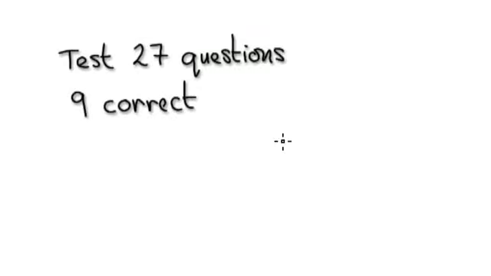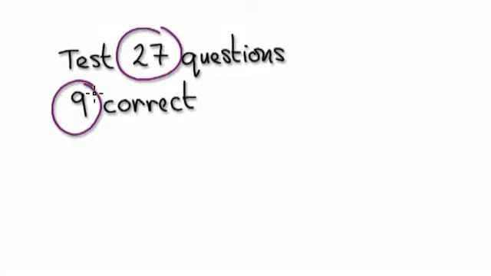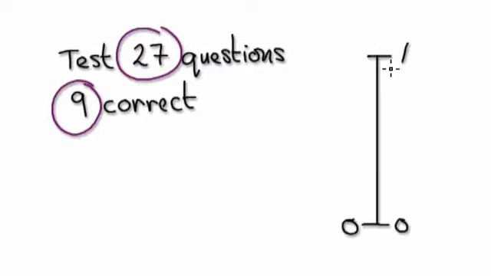Hang on. So here in a test, there are 27 questions, and you only got 9 correct. So what percentage did you get correct? So draw your diagram, okay? 0, 0, 1, 27, at the 50% mark. So now you just got to guess where the 9 is, and work out what percentage of the questions did you get correct. Okay, so press pause and have a go.